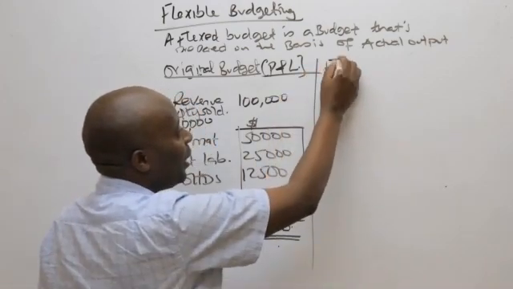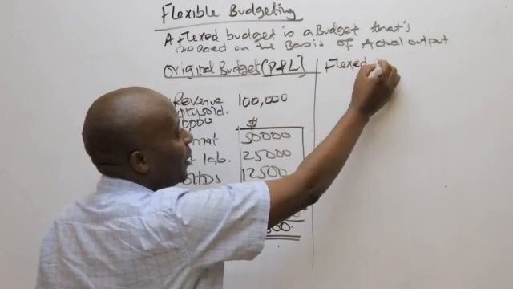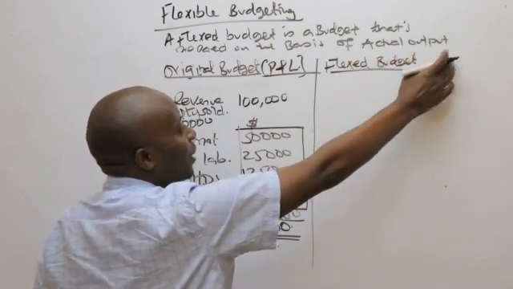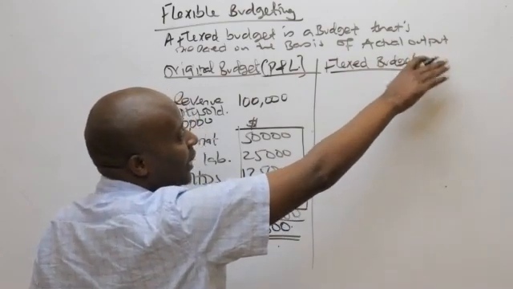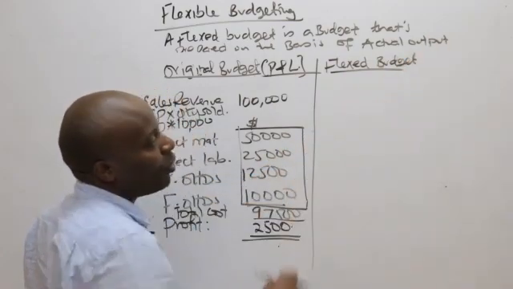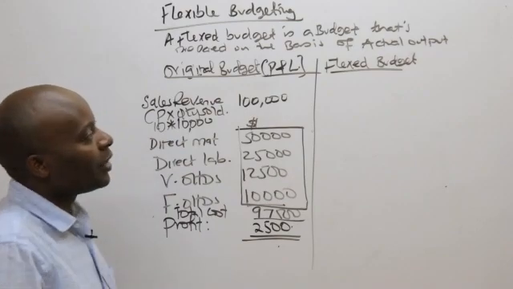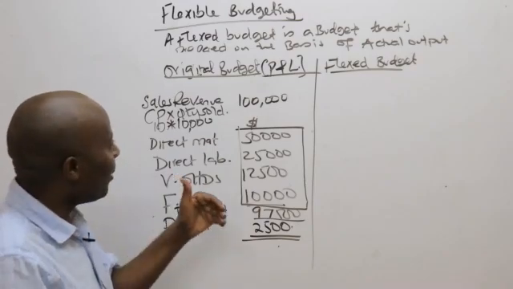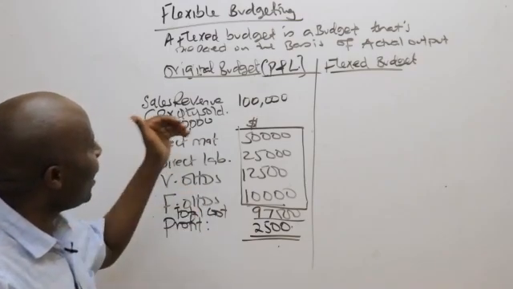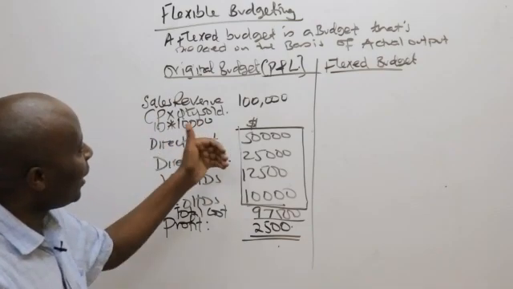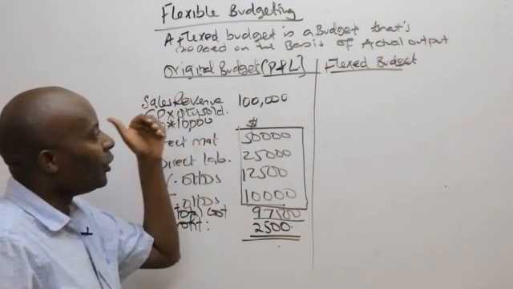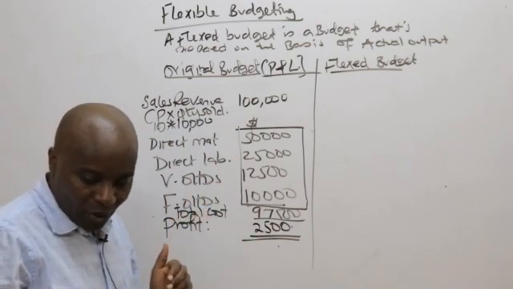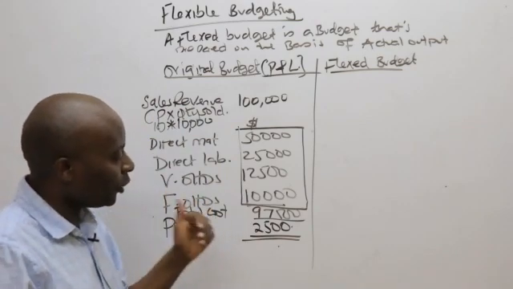And then I'll come and create a flexed budget by the side. Please conserve your space because later on we shall be having a column there for actual. So come and give us the flexed budget. Remember, by definition, we said a flexed budget is a budget that is prepared on the basis of the actual output.